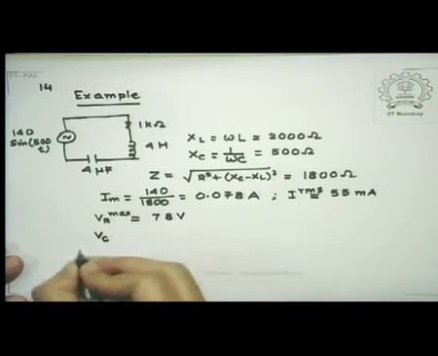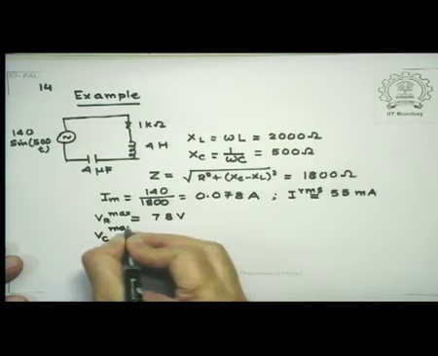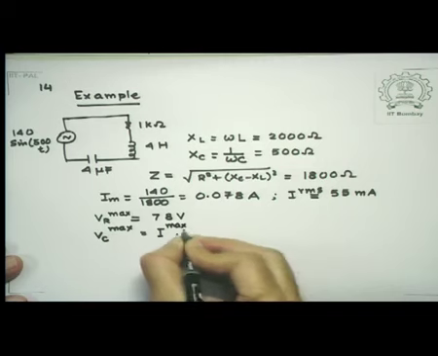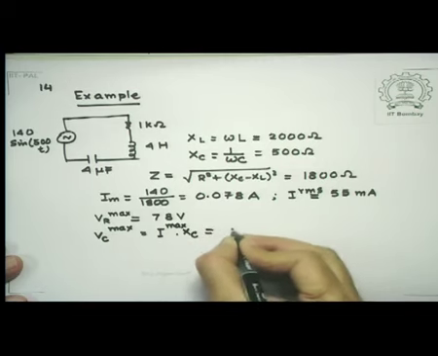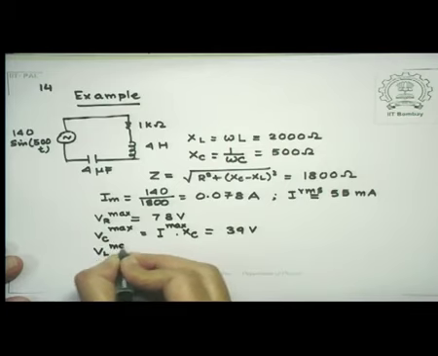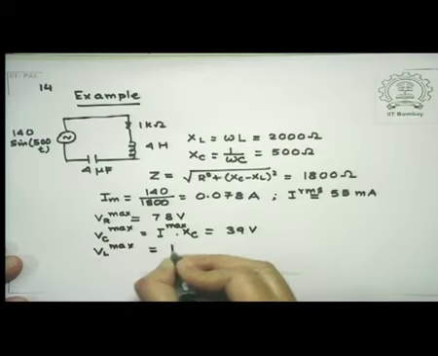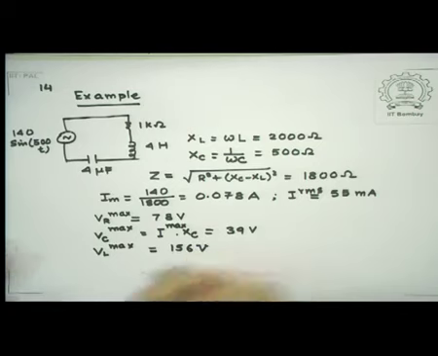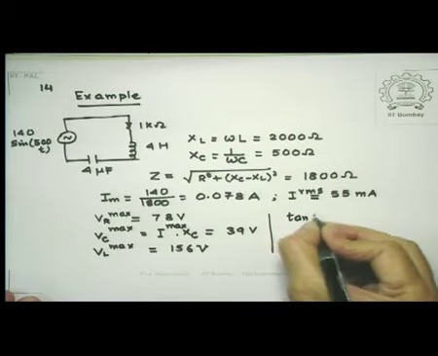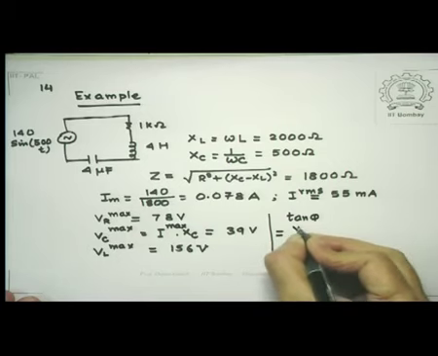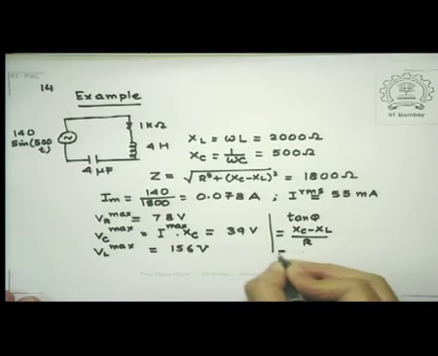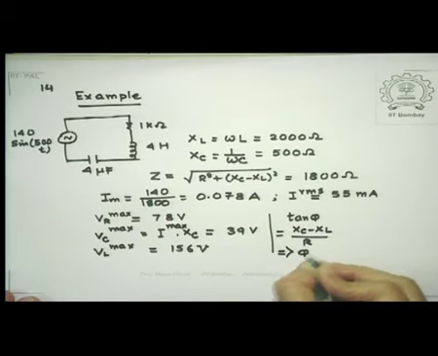I will simply illustrate the last thing. VC max is I max times XC, this will turn out to be 39 volts. VL max will work out to 156 volts. So if you calculate the tan phi now, which is equal to XC minus XL by R, you will get it as minus 56 degrees.